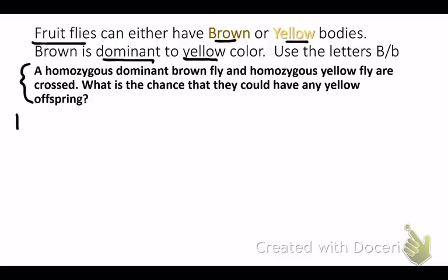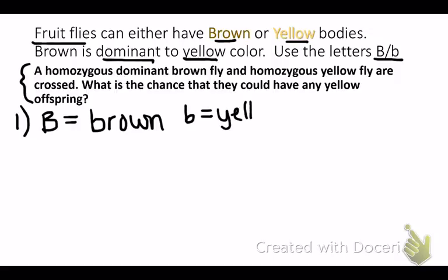The first step, if you recall, is to create labels for your traits. It says to use big B and little b. Big B is going to represent the dominant trait. What was that again? That's right, it was brown. So anything that has a capital B will be brown, and anything with a lowercase b is going to be yellow. This is useful because it helps you remember what your letters mean.